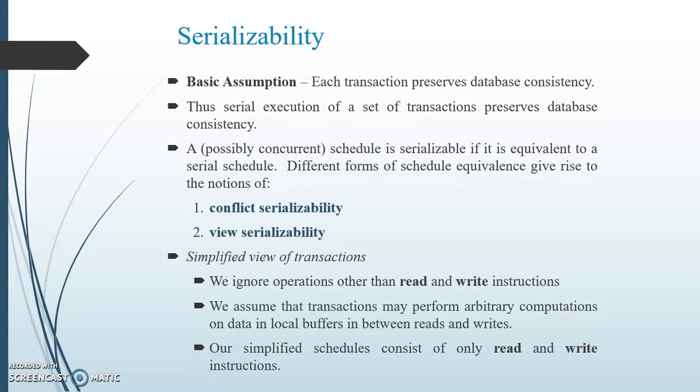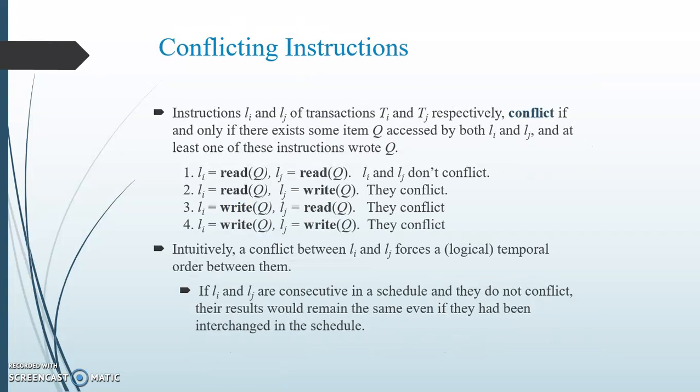There are three simplified views of transactions. First, we ignore operations other than read and write instructions. Our simplified schedules consist of only read and write instructions, and we assume that transactions may perform arbitrary computations on data in local buffers in between reads and writes.